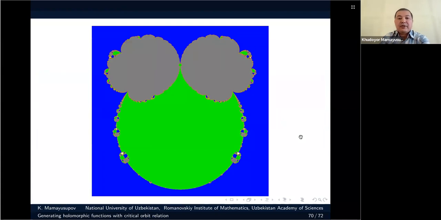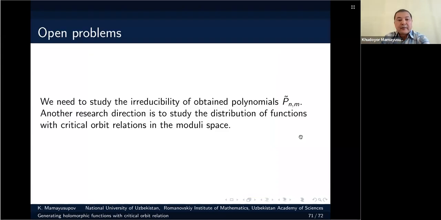And here is a parameter space. Well, these are also similar. These butterfly wings are here as well. And you have two landscapes. Here they are green and blue, which correspond to super attraction. So when a critical point lands in the immediate basin of 0 and infinity.